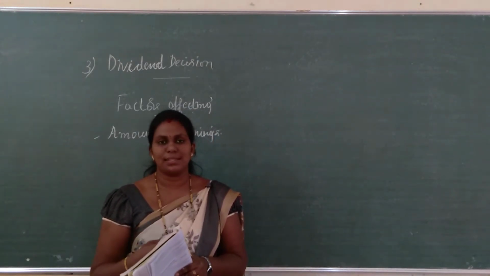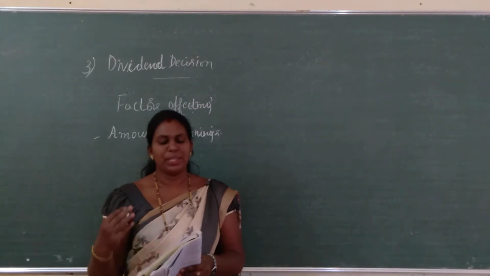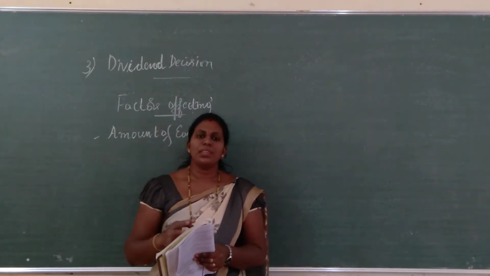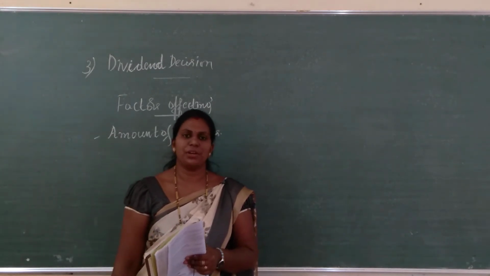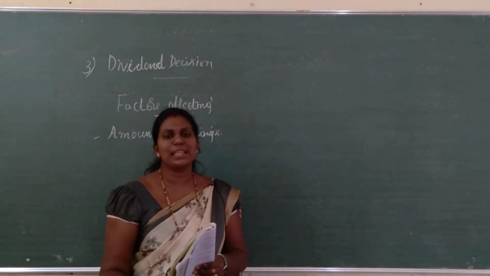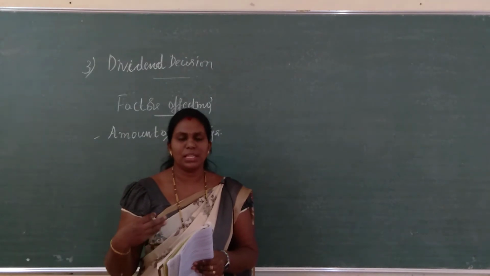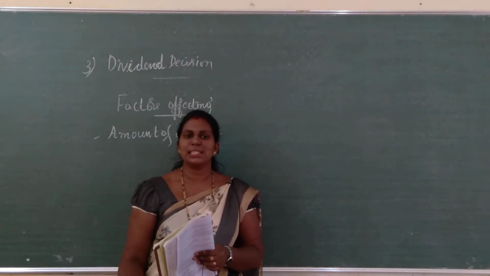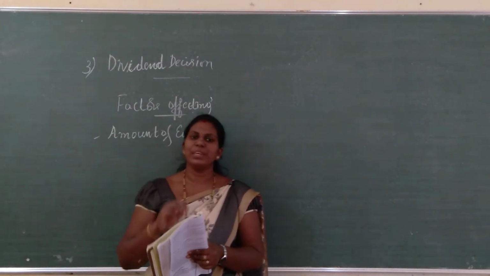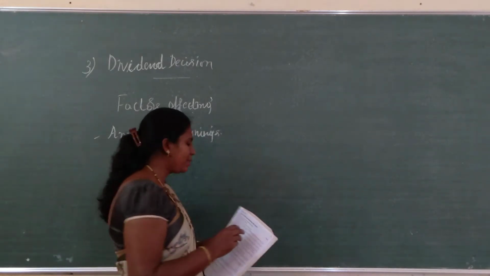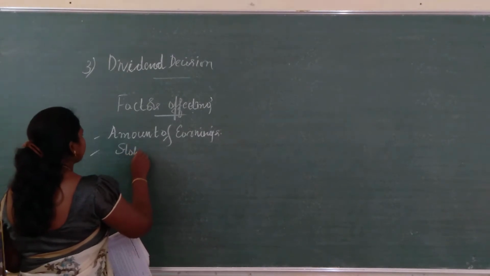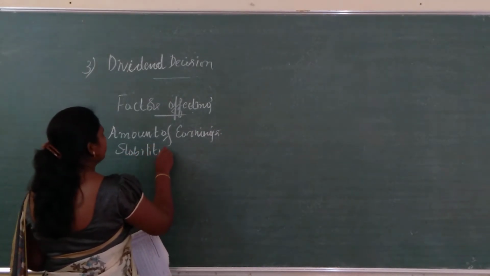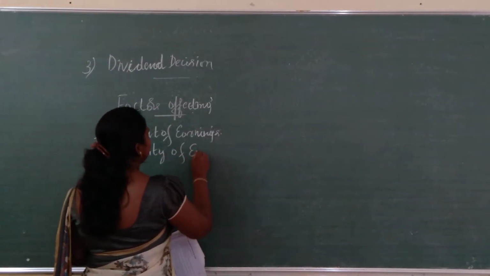Okay, first one is amount of earnings. So the past as well as the current earnings has to be taken into consideration. So if the earnings are good, obviously they can go for giving more dividend. If it is less, obviously they will think of giving less dividend. The second one is stability of earnings. Stability of earnings.